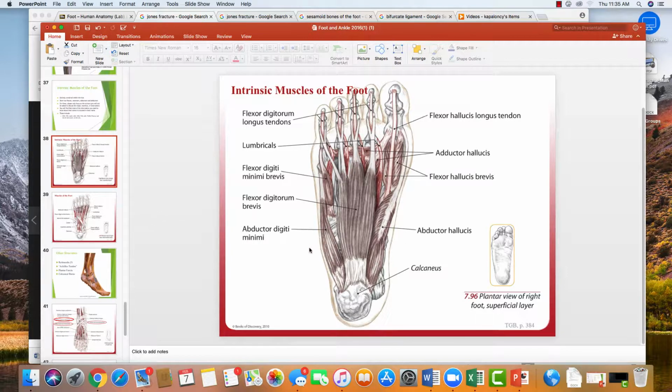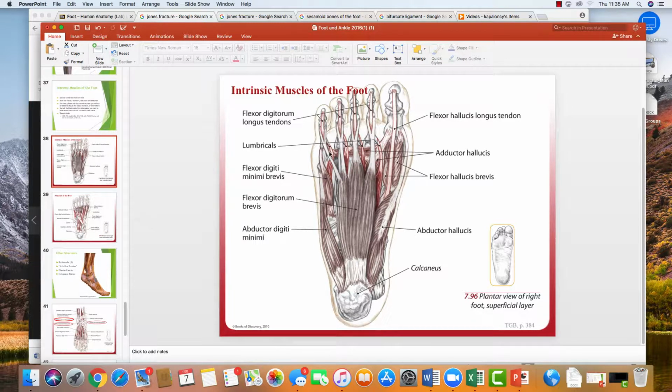Take a breath and a sigh of relief here. I do not need for you to memorize every single one of the intrinsic muscles as far as origin and insertion. What I would like you to know for the exam is the main action of the intrinsic muscles of the foot. If you focus on that, that's about as deep as we need to go for this particular class.